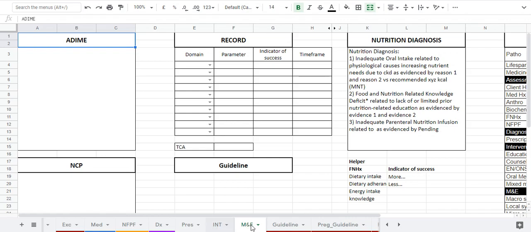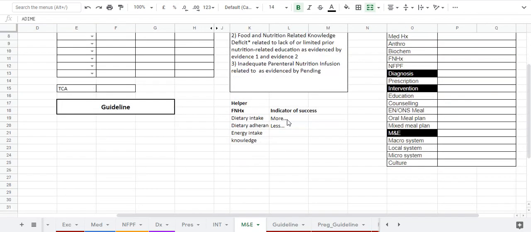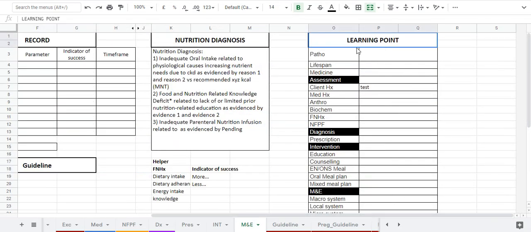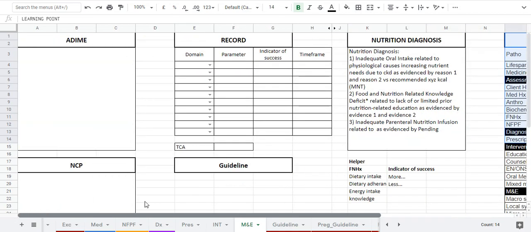the INT tab. And there are three major sections in this tab: documentation to the left, recording, and nutrition diagnosis. And this guideline is actually an unfinished concept. Next is the learning point feature that I was talking about over here. This is meant for you to document your learning points as you review the case, after you review the case.